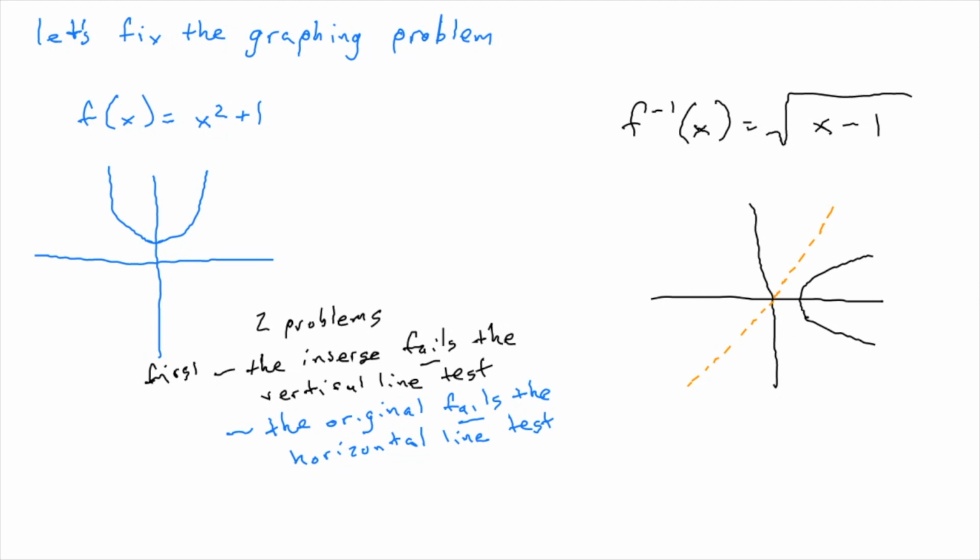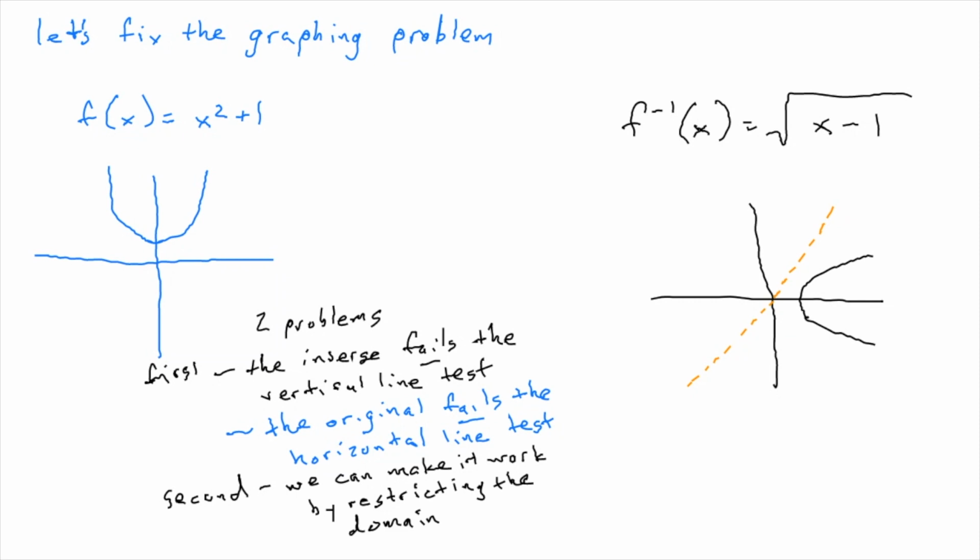What's the second problem? The second problem is, I really, really want it to work. Well, we can make it work. And you say, no, you can't make it work because look, it fails the, right? If I've got a point right here, well, I have a point right here because there's a symmetry. Okay, so erase half of it. We can make it work by restricting the domain. So let's do that. Second version.